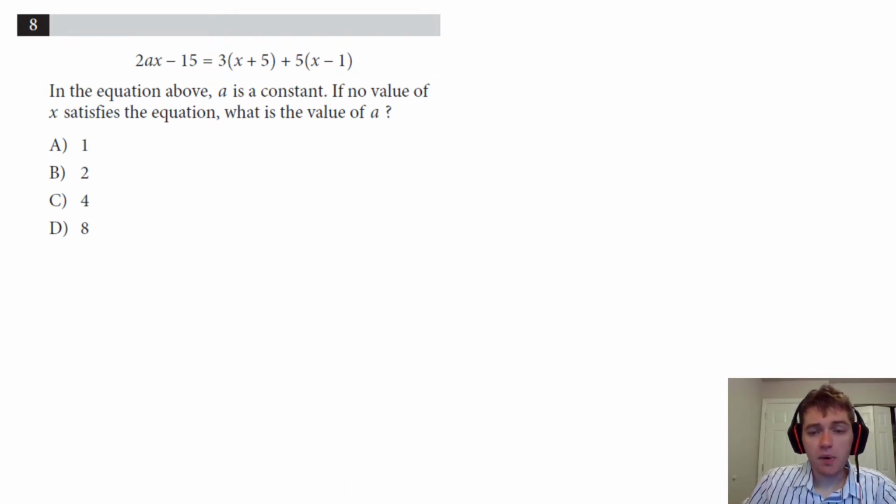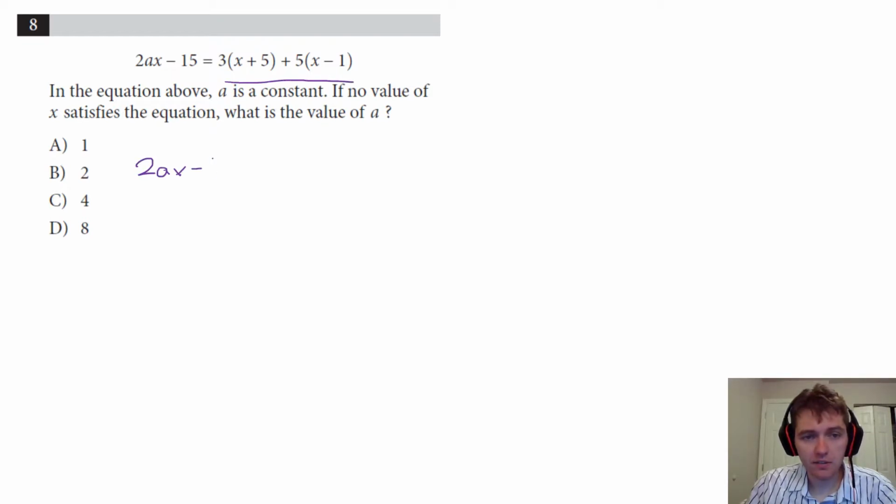Problem 8. In the equation above, a is a constant. If no value of x satisfies the equation, what is the value of a? Take a look at your equation. See that on the right-hand side, there's some simplification that can happen. So let's rewrite our equation, 2ax minus 15, and then simplify here. So you have 3x plus 15 plus 5x minus 5. Combine your x terms, this will give you 8x and then plus 10.